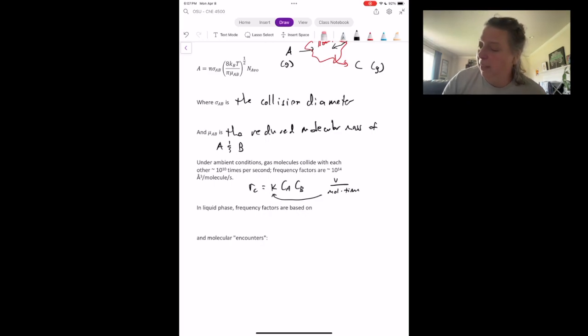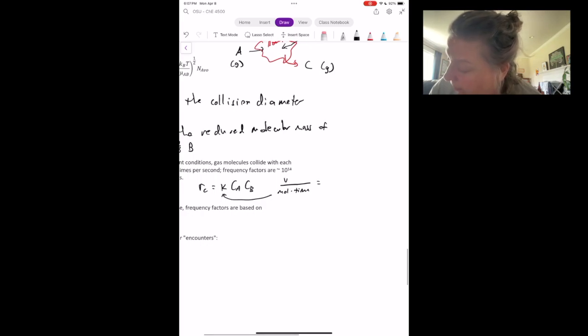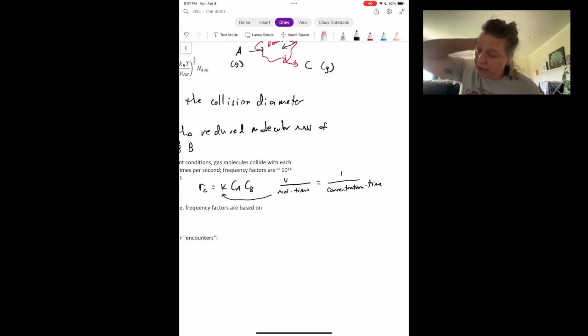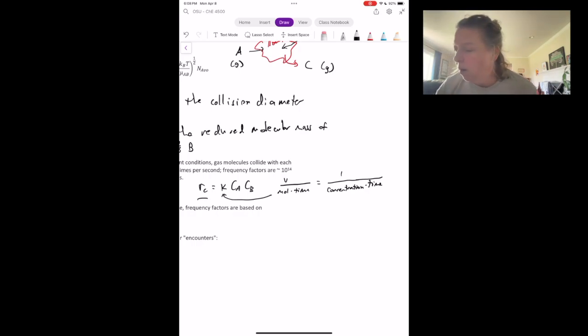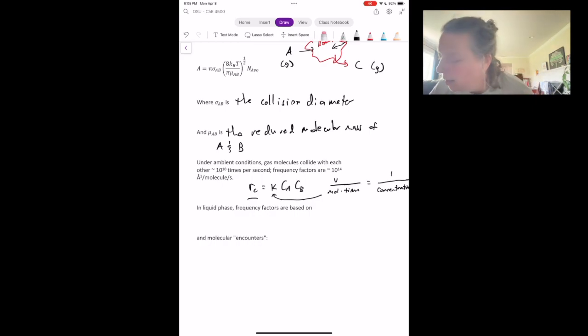So basically what it has is units of inverse concentration per time. So I have 1 divided by concentration per time. And so I multiply that by concentration squared, and I get moles per volume per time, or concentration per time, which are exactly the units on rate. All right, so that's gas phase, or homogeneous gas phase reactions.